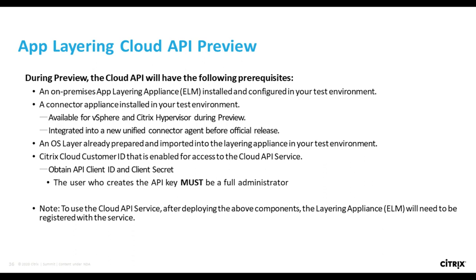You will also require an OS layer already prepared and imported into the appliance in order to use with the API. And you do require access to Citrix Cloud, which means you need a cloud customer ID. There is no extra entitlement for use of the service, but you do have to have an active Citrix Cloud ID in order for us to enable it. And then to use the Cloud API service, once you've satisfied these prerequisites, you will also have to register your layering appliance with the service, and there is a series of API calls that you can issue in order to do that.